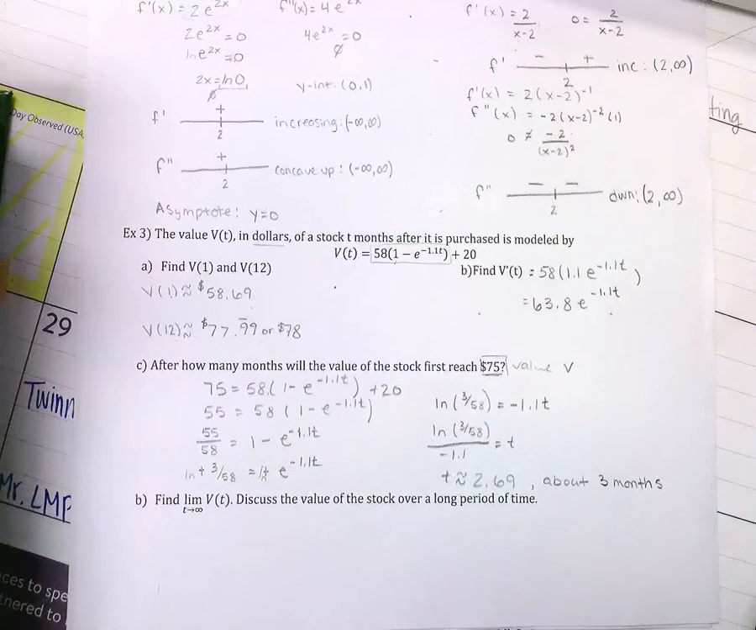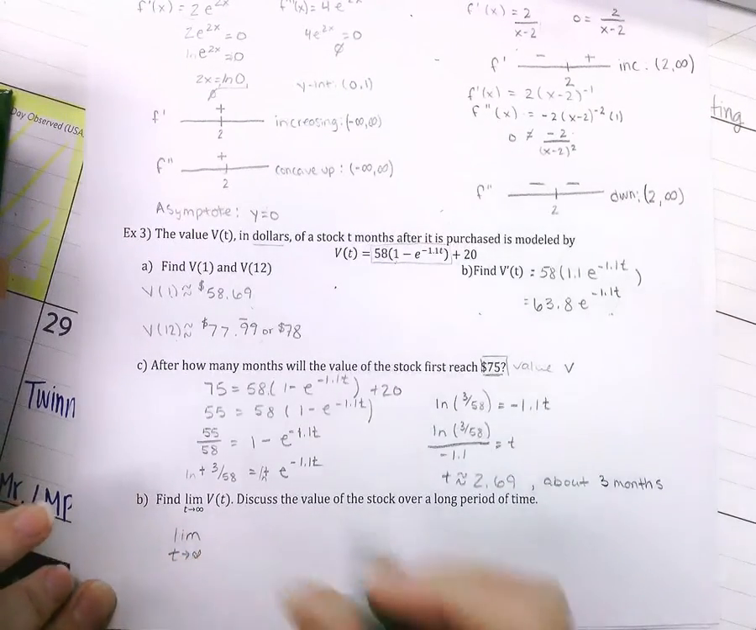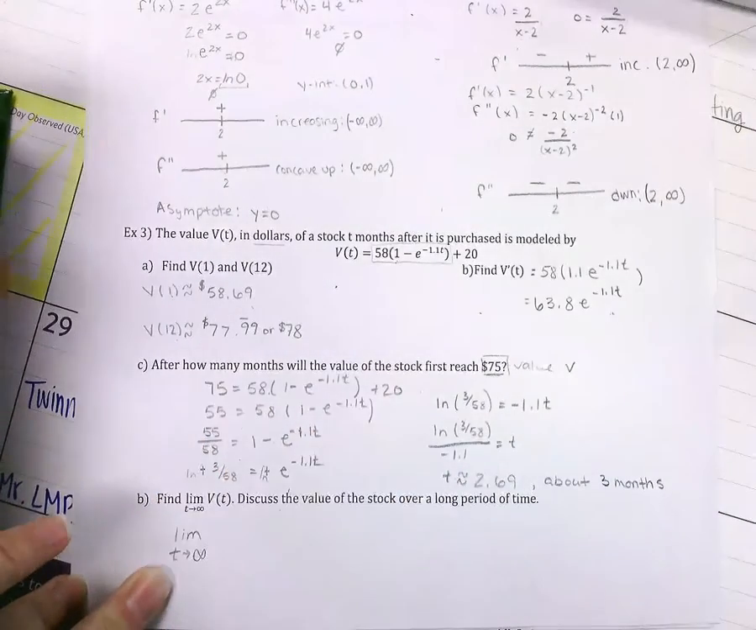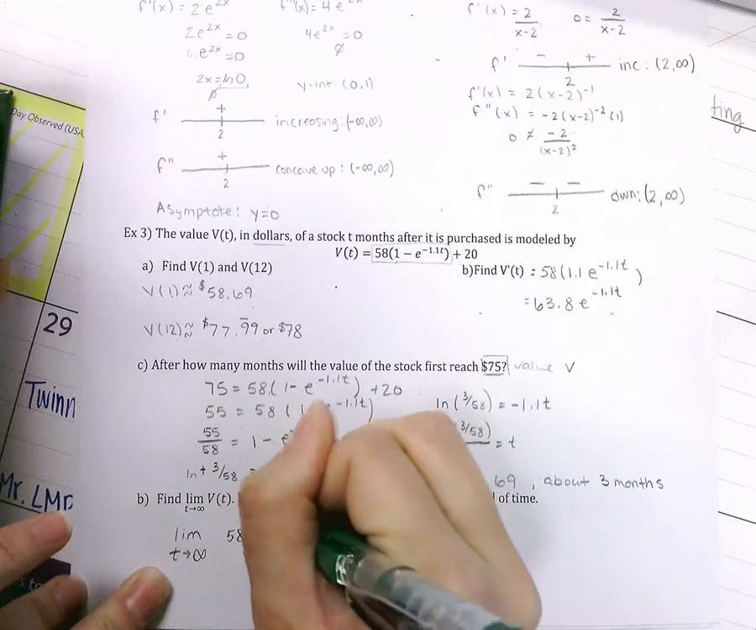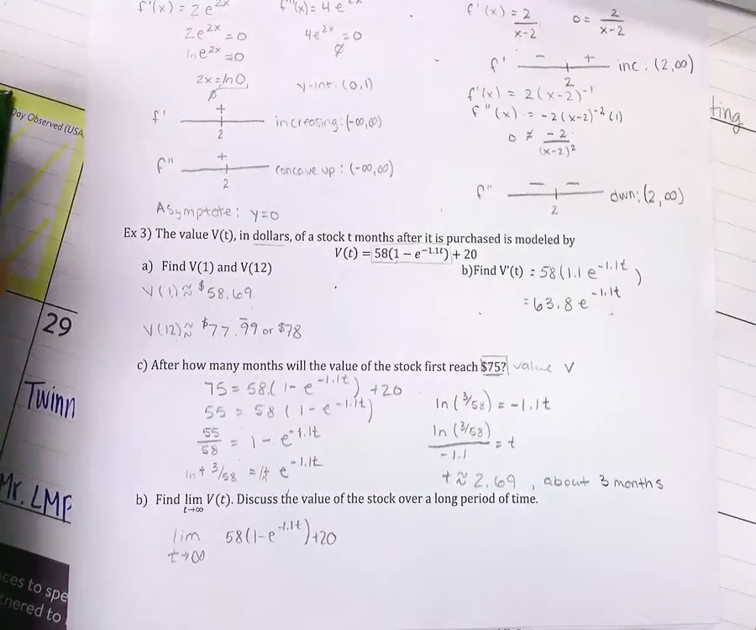Okay. Next thing it wants us to do is find the limit of the function. So you're finding the limit as t approaches infinity of 58 times 1 minus e to the -1.1t plus 20. Essentially what you're doing is finding the asymptote. When you find the limit as x approaches either infinity or negative infinity, you're finding some kind of asymptote. It goes both ways.